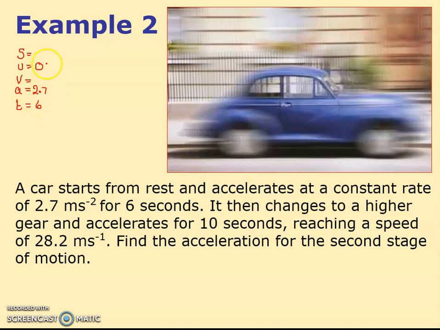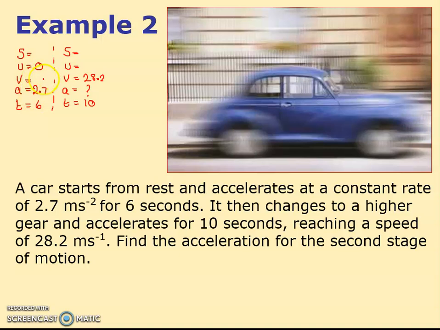It then changes. All right. And so at this stage, something else is going to happen. And I can probably write SUVAT again. It then changes to a higher gear and accelerates for 10 seconds, reaching a speed of 28.2. Find the acceleration of the second part of the motion. Okay, so start me off.